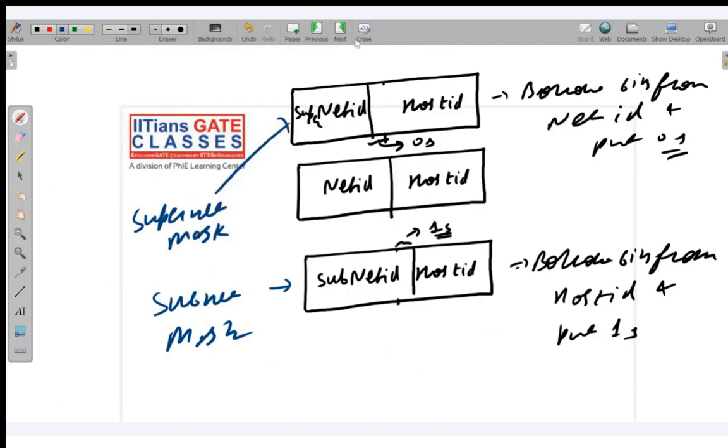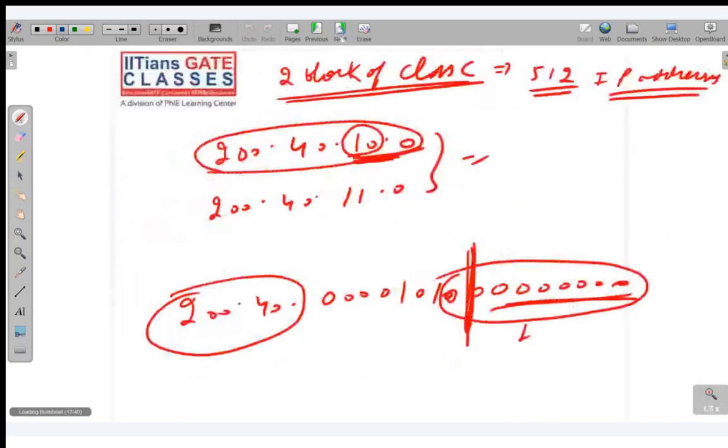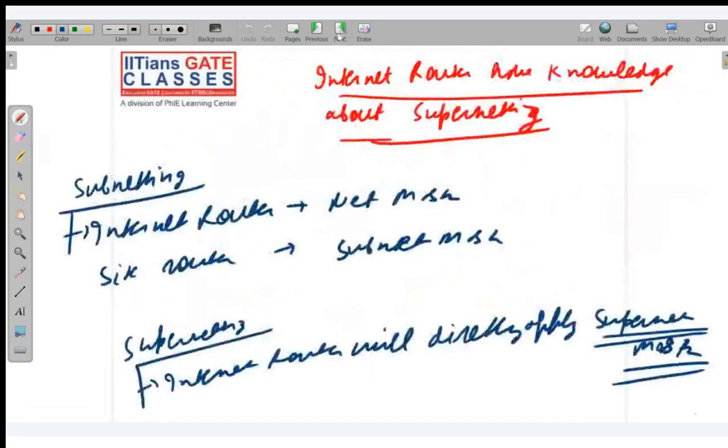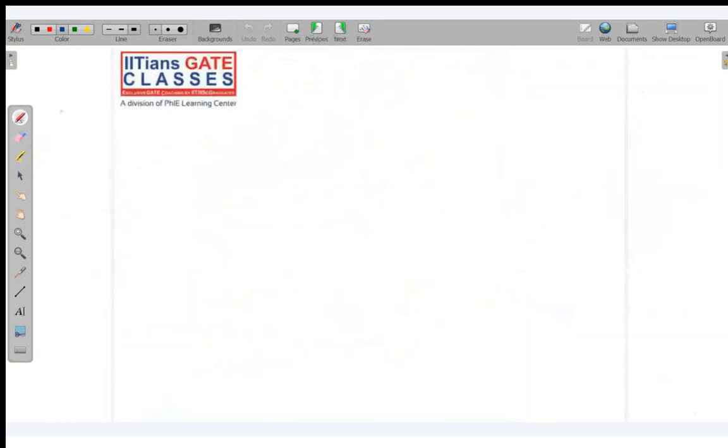Okay, yeah. So now we can calculate. You can take the snapshot of this. Done, sir. So now we can directly answer this type of question. For example, they can ask, say, 4 class C blocks are given to an organization.